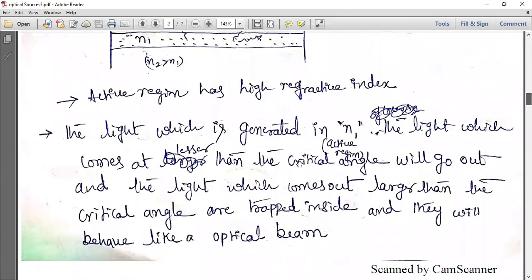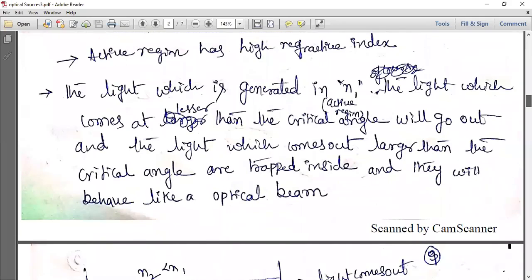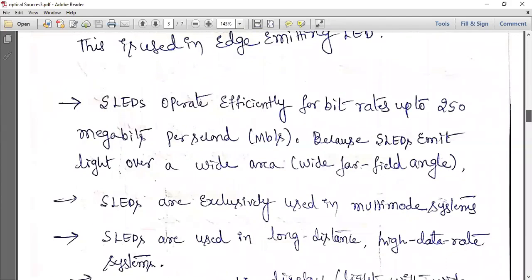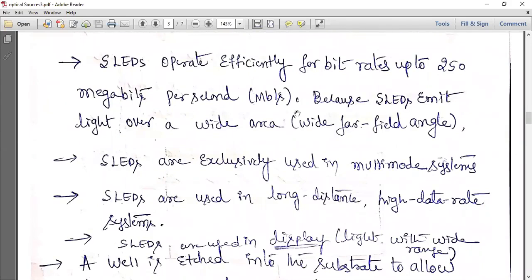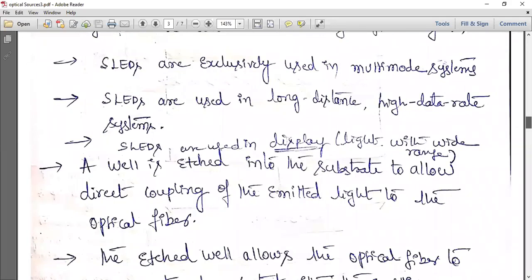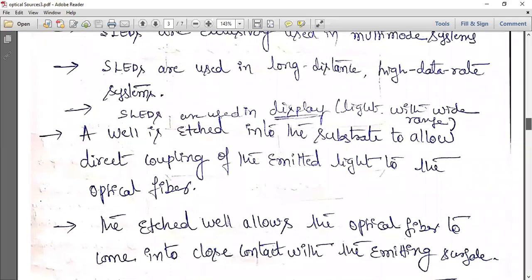Whatever I explained with respect to refractive index applies here. If it is open at the sides, it is called an edge emitting LED, which we will see later. SLEDs, the surface LEDs, have bit rates of 250 megabits per second, and they emit light over a wide area, at different wavelengths. They are exclusively used for multi-mode systems.